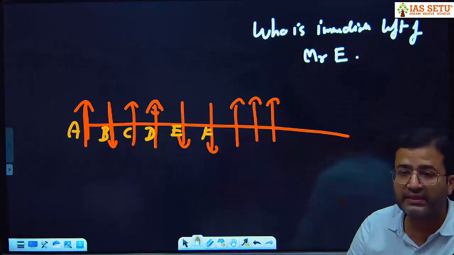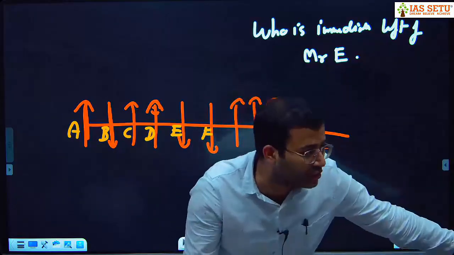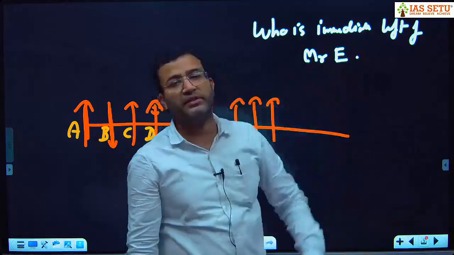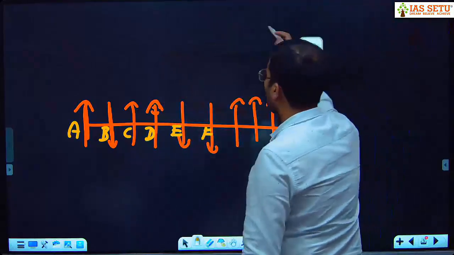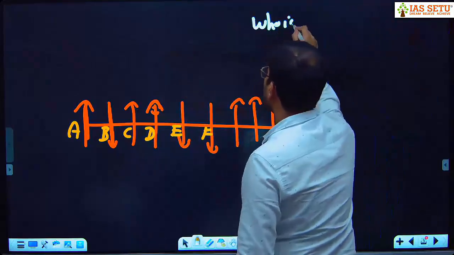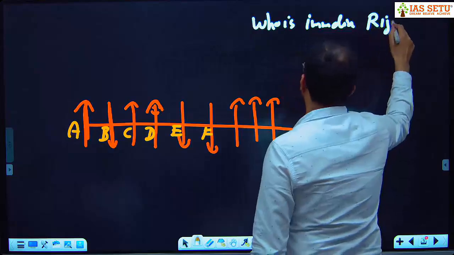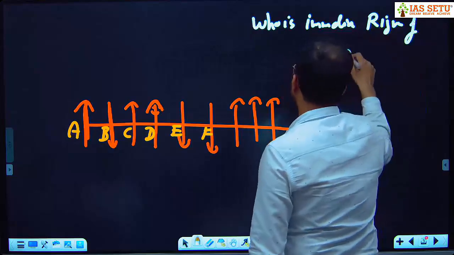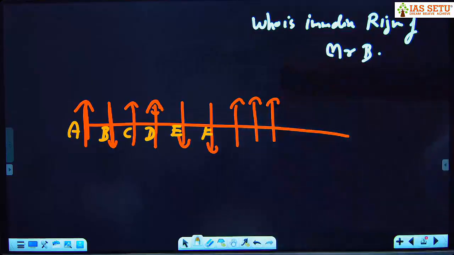Anyone getting D as an answer? If you are E, your face is in this direction, this is your left, so F is immediate left of Mr. E. Now my question: who is immediate right of Mr. B? Online students, who is immediate right of Mr. B?